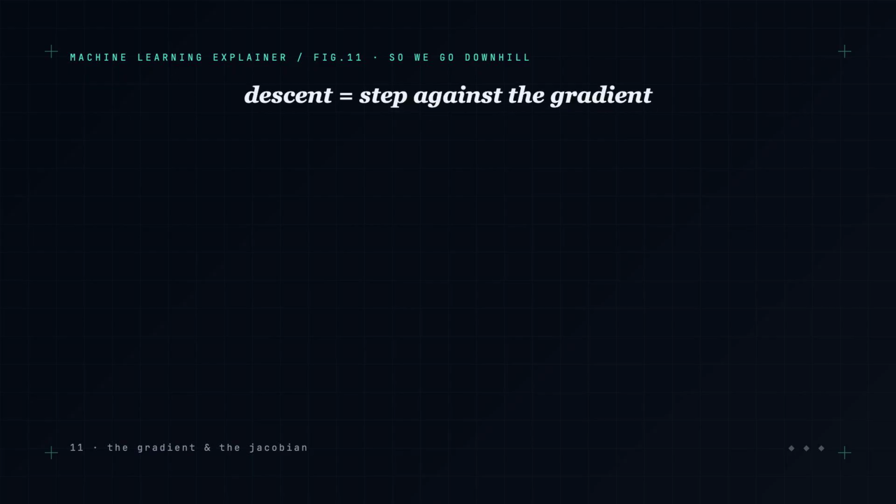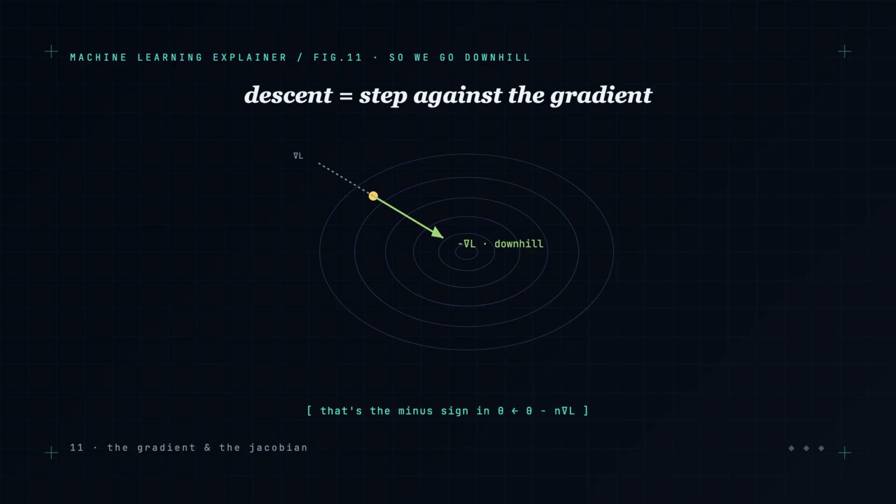And now the move from gradient descent makes complete sense. The gradient points uphill toward higher loss. We want lower loss. So we step in the opposite direction, minus the gradient, straight downhill. That's the minus sign in the update rule we saw in episode 4. The gradient just told us which way not to go.